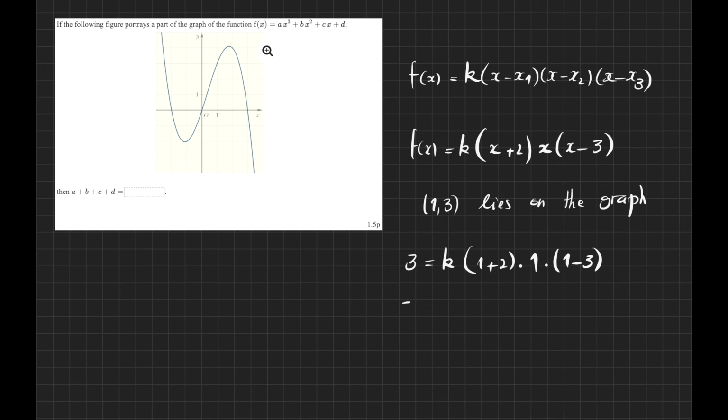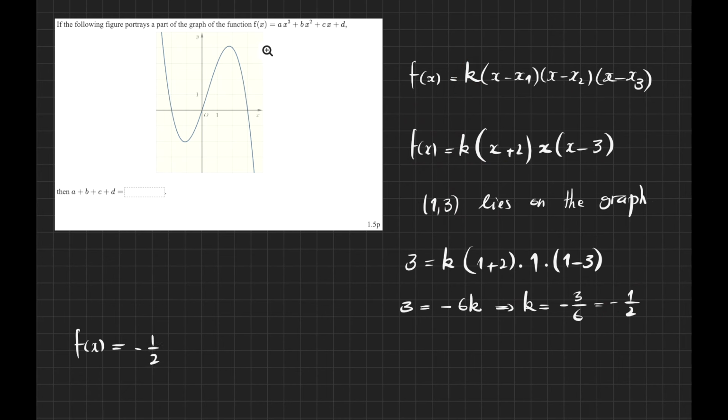And then the left hand side is 3. And if I ask you what that number is, this is 3, this is 1, this is minus 2. If you multiply them, it becomes minus 6. So it becomes minus 6k. And then what happens for k? K is minus 3 over 6, or is equal to minus a half. So finally, f of x is determined completely. Instead of k, I put minus a half.